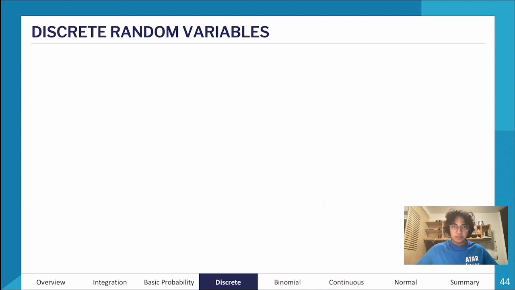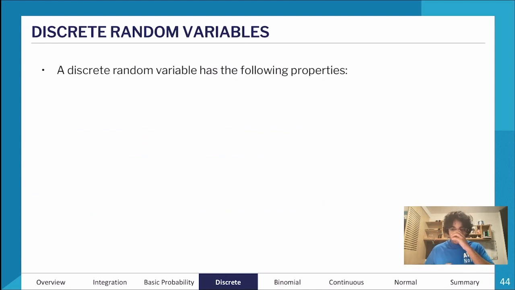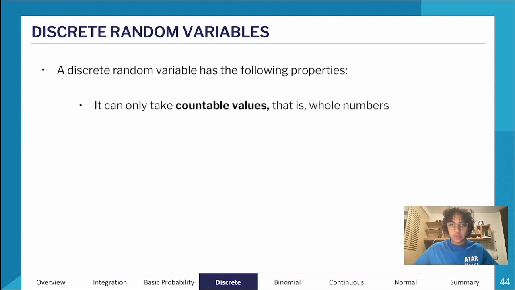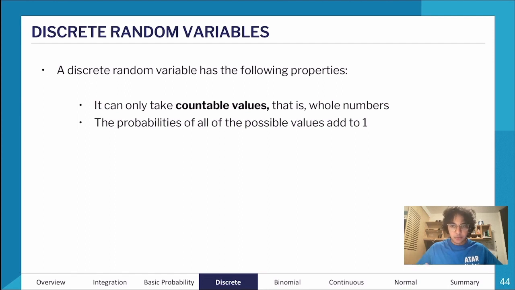All right, what are discrete random variables? Well, discrete random variables have a few key properties. They can only take countable values, or whole numbers, or natural numbers, or integers. The probability of all of them needs to sum to 1, right? Just like in basic probability, all probabilities need to add up to 1 in the total event or sample space.